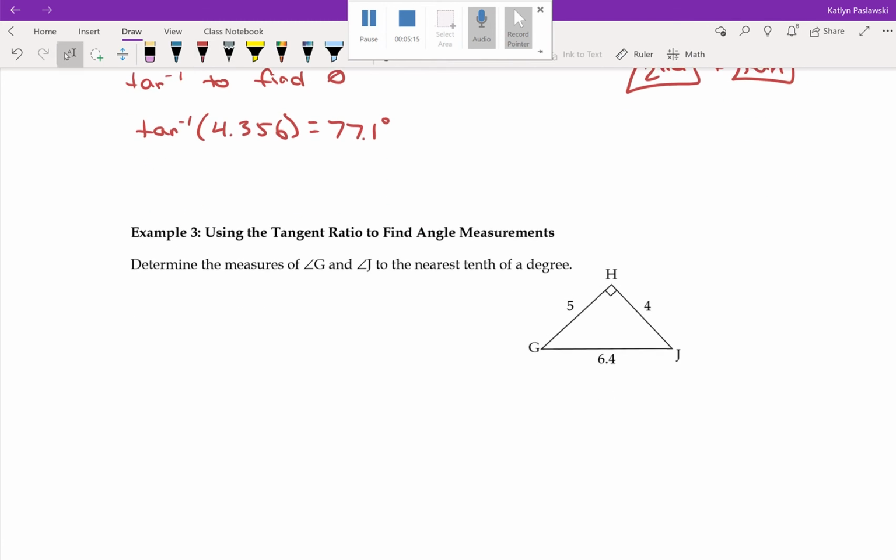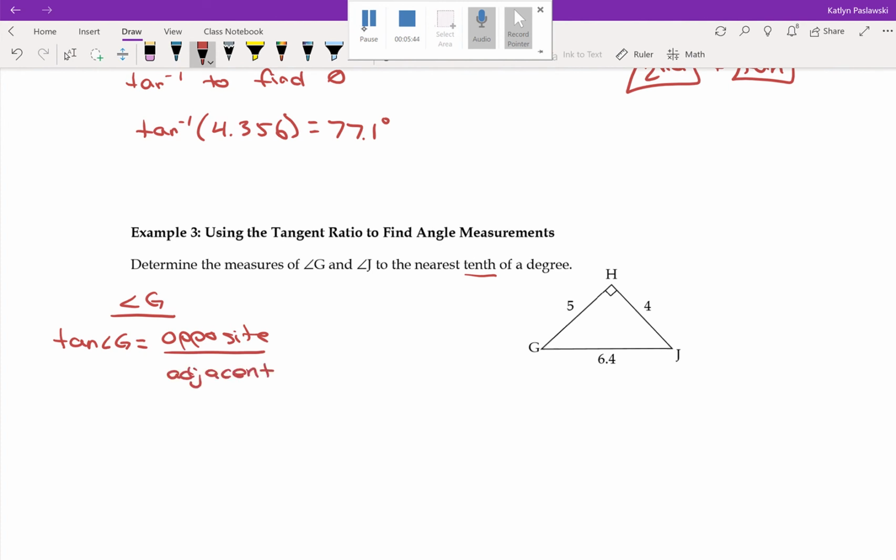Now let's use the tangent ratio to find the angle measurements. Determine the measures of angle G and J to the nearest 1/10 of a degree. So let's solve for angle G. I'm going to show my work over here. Now the formula tells me that the tan of angle G is equal to opposite over adjacent.